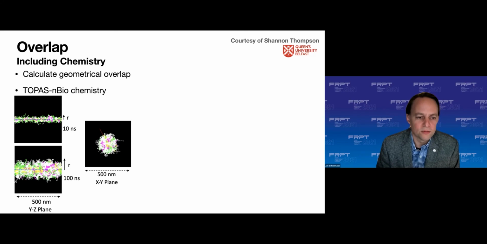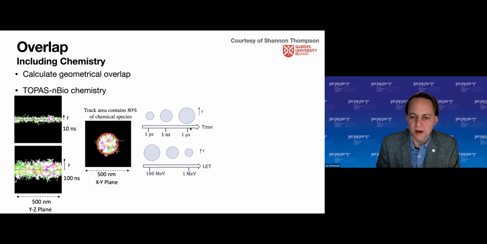The group of McMahon, Stephen and Shannon did this interesting study where they looked at the development of the chemical species and then estimated roughly the area where 80% of the chemical reactions or species are created. And then you can look at this and define the radius of this track core, depending on how long you let the chemical species migrate. Of course, the longer time you give them, the further they migrate. And then also depending on the particle track. So you have increasing radius obviously with the time and decreasing with LET.